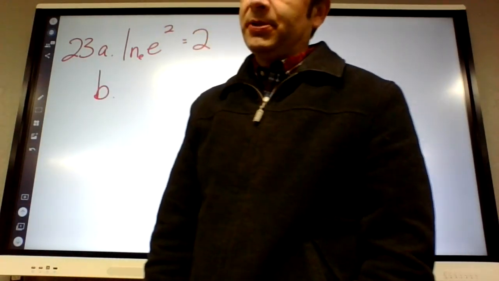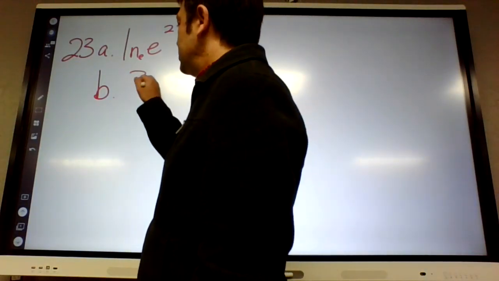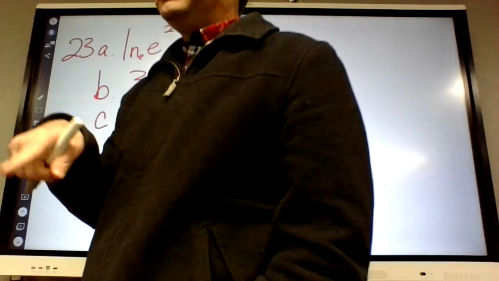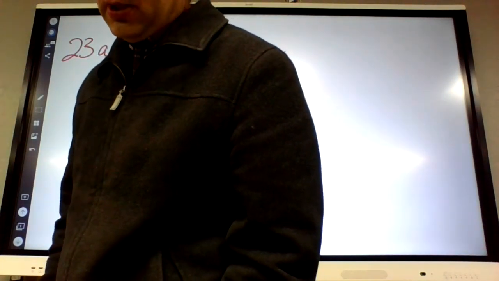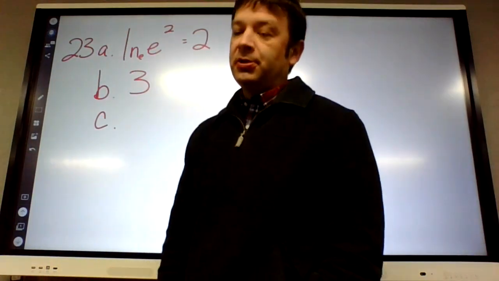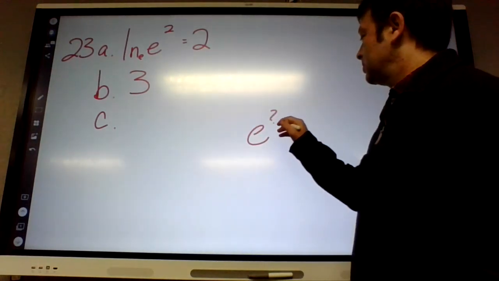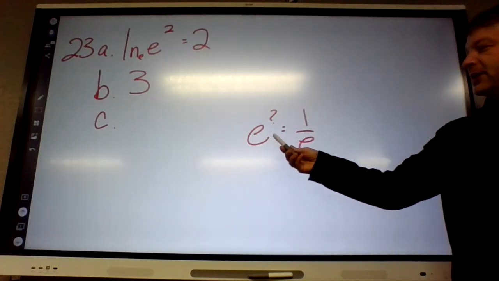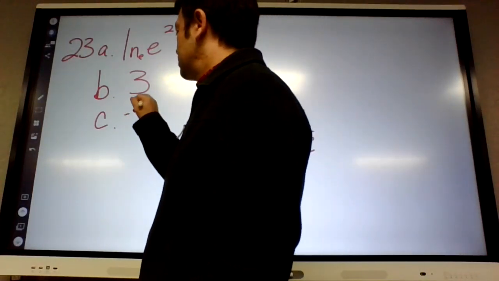Same thing on B, so e to the what equals e cubed. 3. So C is e to the what equals 1 over e. Negative 1. A negative 1 exponent moves it to the denominator.